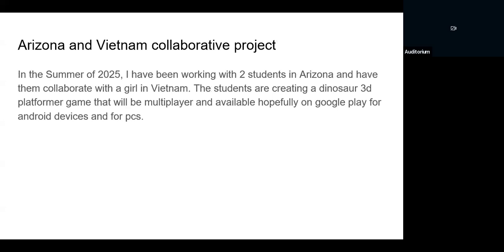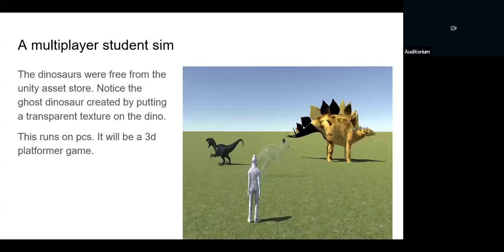I had a student in Arizona work with a student in Vietnam, a sort of collaborative project. The students wanted to get together and create an app for Android phones with dinosaurs. And here's what it looked like. This was sort of clever. We went into Unity and we were putting them all together, and we decided to play around with textures. And we got a really interesting result, a transparent texture where a dinosaur sort of looks like a ghost image. And that was purely by accident. I said, that's kind of cool.